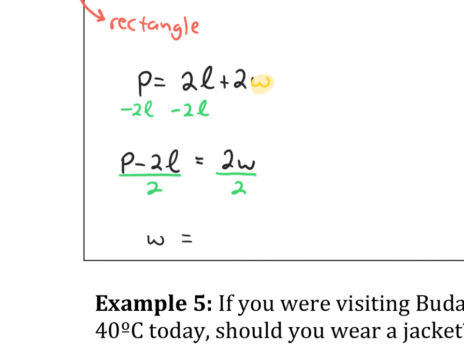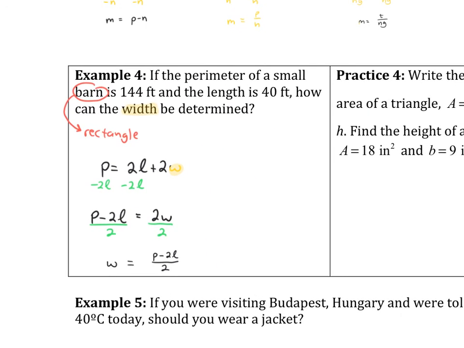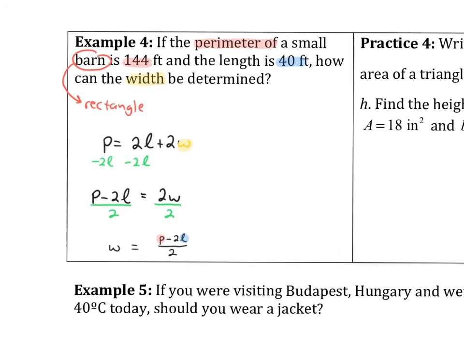So here's our super secret formula. I'll use what's called the symmetric property to move the W to the left side. I just like it better that way. Perimeter minus twice the length divided by 2. Now that we have the formula, we can now take what we know. We know that the perimeter is 144 feet, so I'm going to substitute that into P. I also know that the length is 40 feet, so I'm going to substitute that into L.